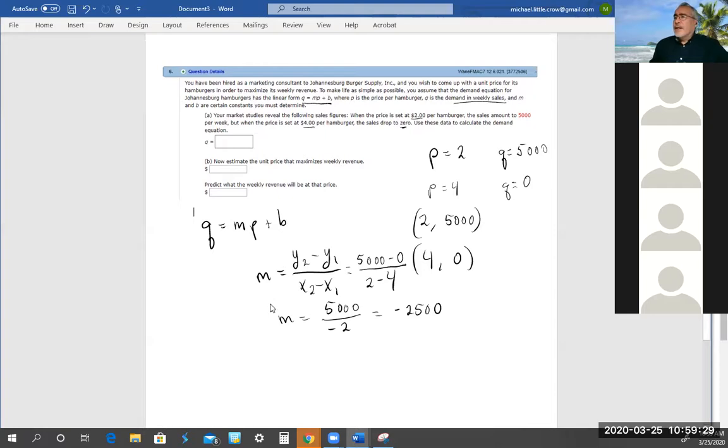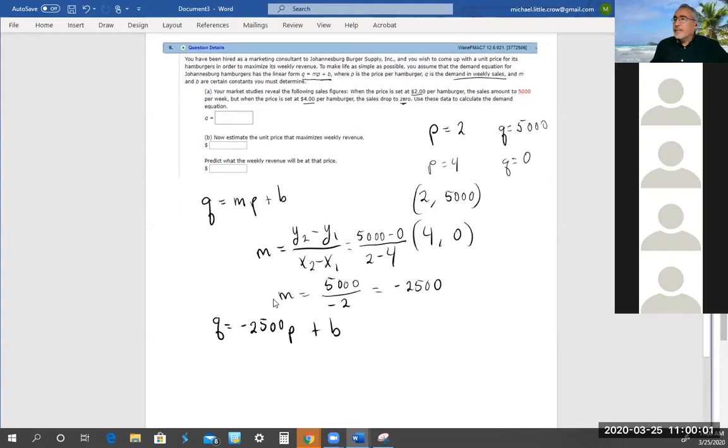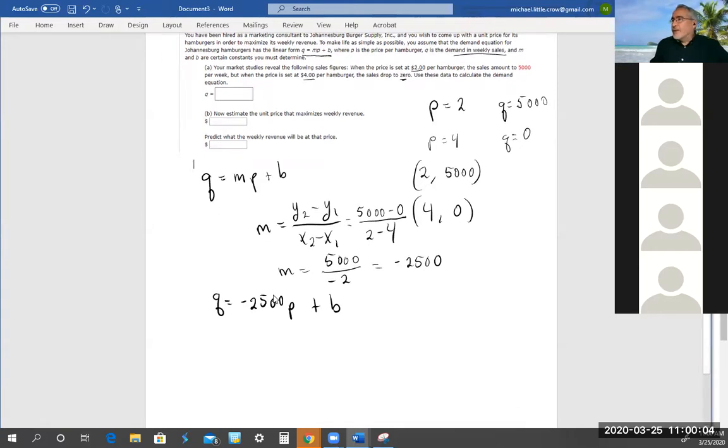Notice that when x is 4, we get 0 for y. The y-intercept is when x is equal to 0. So we get the formula Q equals negative 2,500 P plus B. To figure out what B is, we plug in one of these 2 points. Let's go ahead and use the 2 and the 5,000.